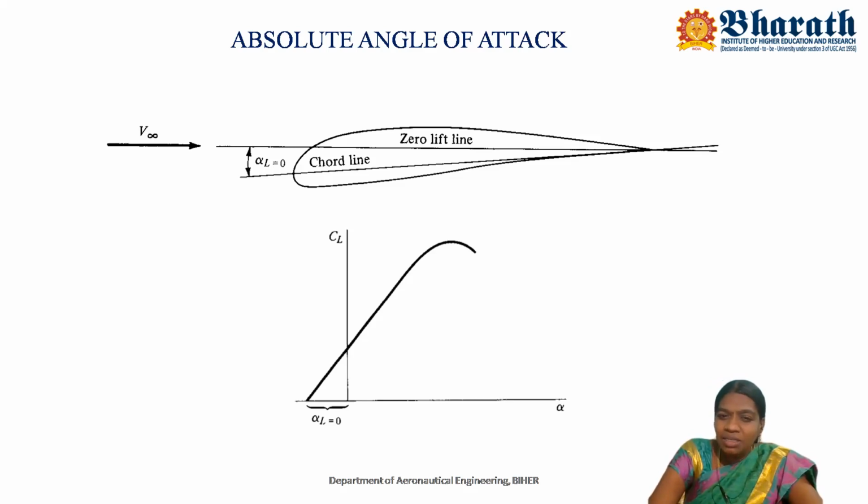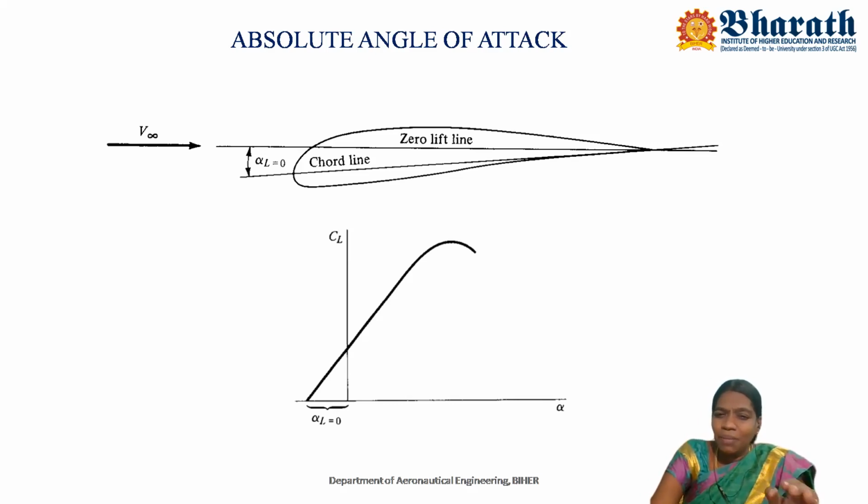Since it is the lift curve for a cambered airfoil, the coefficient of lift is 0 at a negative angle of attack. So somewhere here, the value of CL is 0, and that point is termed the zero lift angle of attack. Yes. So what is a zero lift line?